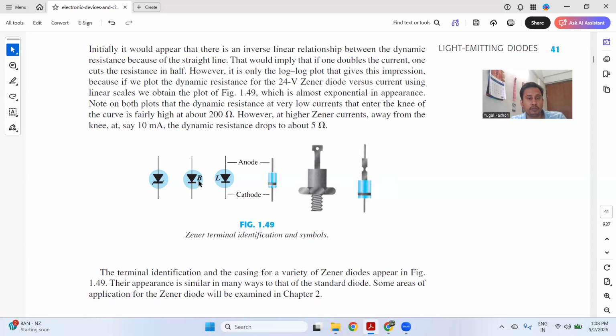And this is also notated: anode, cathode, positive, negative. This is a kind of a block diagram. And this is another symbol of the Zener diode. But the standard is the first one. However, these are the other standard Zener terminal identifications and symbols. So you understood why it is called a Zener diode, because it is named after the scientist and it acts as a voltage regulator. Now, continue the discussion.